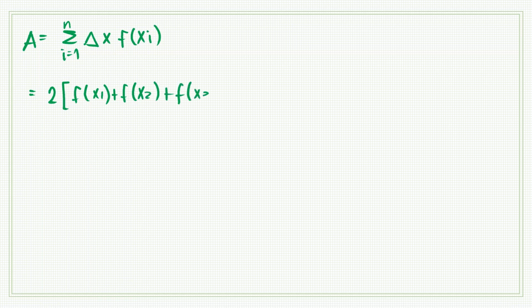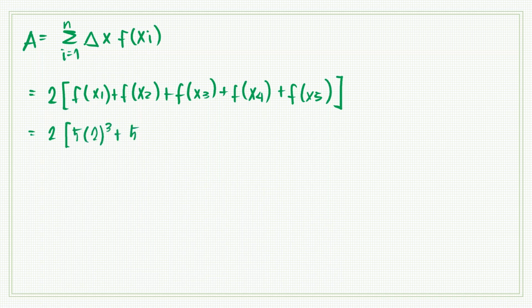We can now solve for the area of rectangles from right endpoints. To get the area of rectangles from right endpoints, we will multiply the delta x, which is 2, to f(x sub 1) plus f(x sub 2) plus f(x sub 3) plus f(x sub 4) plus f(x sub 5). 2 will be multiplied to the product of 5 times 2 raised to 3 plus 5 times 4 raised to 3 plus 5 times 6 raised to 3 plus 5 times 8 raised to 3 plus 5 times 10 raised to 3.